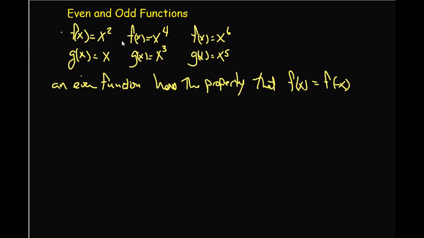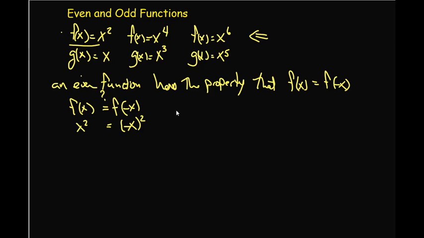So is that true for these up here? Are these really even? Let's try. What we want to know is, is f of x equal to f of negative x? Let's try it for this one here. f of x is x squared, and f of negative x is negative x squared. But of course, that's x squared, so it's true.